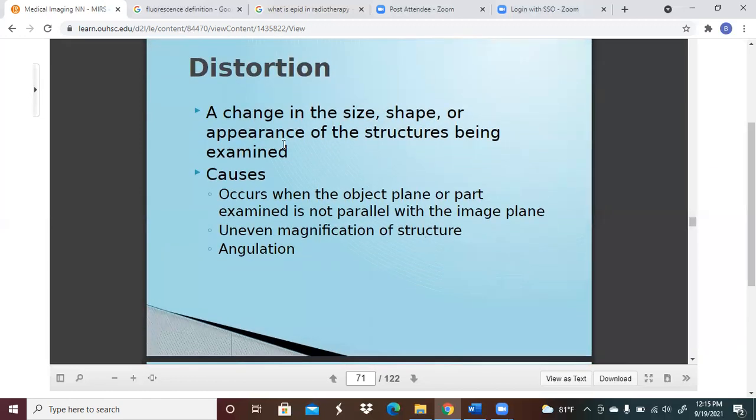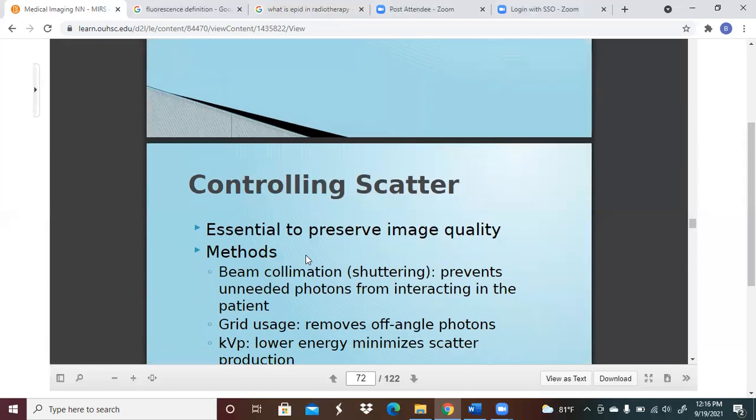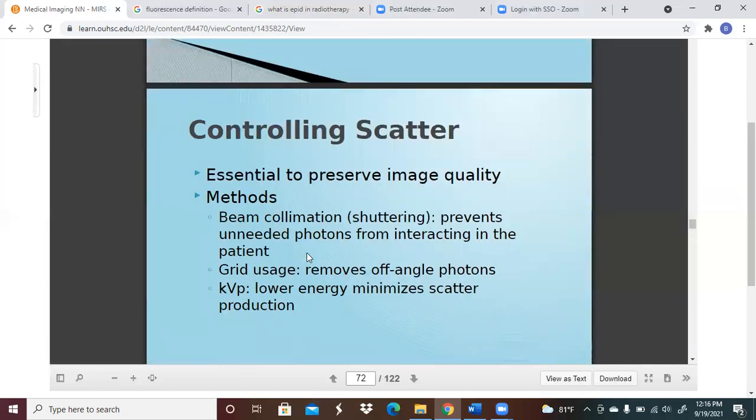We also have distortion. A change in the size, shape, or appearance of the structures being examined occurs when the object plane or part examined is not parallel with the image plane. In other words, you're holding one at an angle as opposed to being completely parallel. It's uneven magnification of structure, and you've got some angulation. So the distance is going to be a little off.